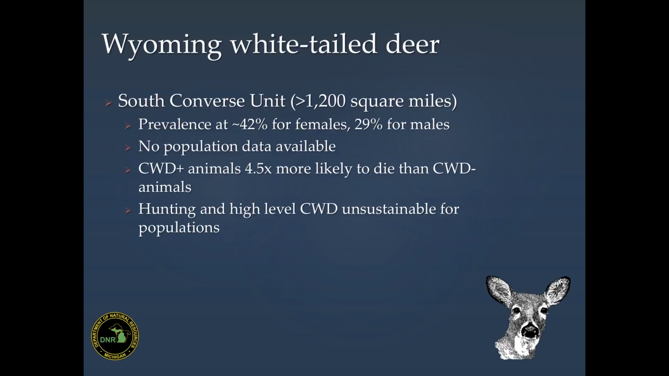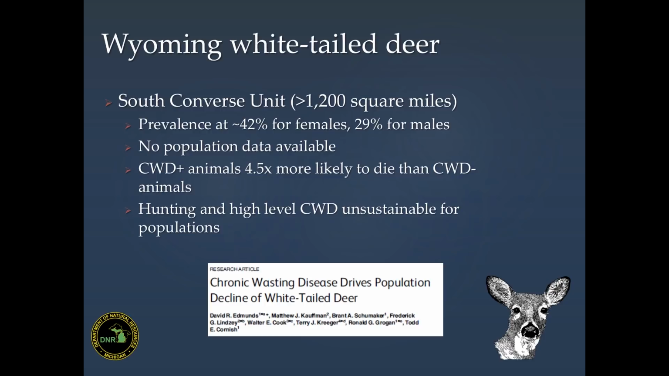At the end of the research, they found that both hunting and a high level of CWD is unsustainable for deer populations in the future. If anybody wants to look that article up, this is the title of it, and those are some of the authors. It's Chronic Wasting Disease Drives Population Decline of White-tailed Deer, and they found that CWD is contributing to a 10.4% annual decline in white-tailed deer in this unit.